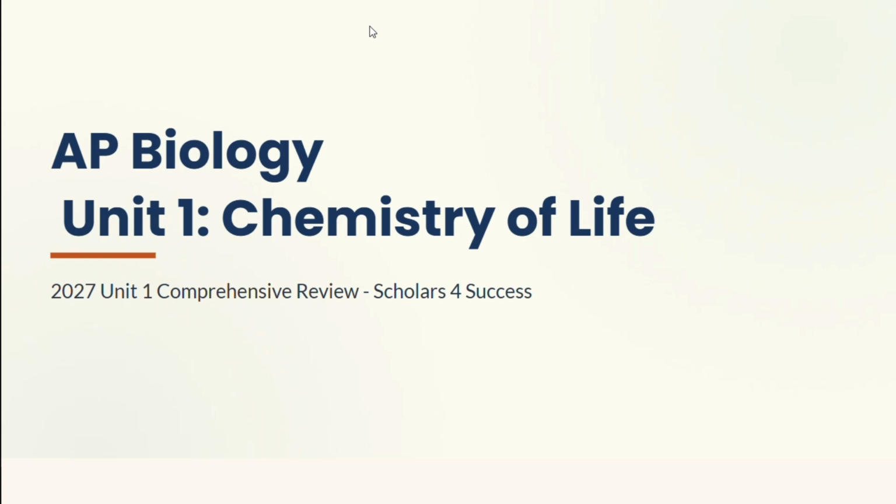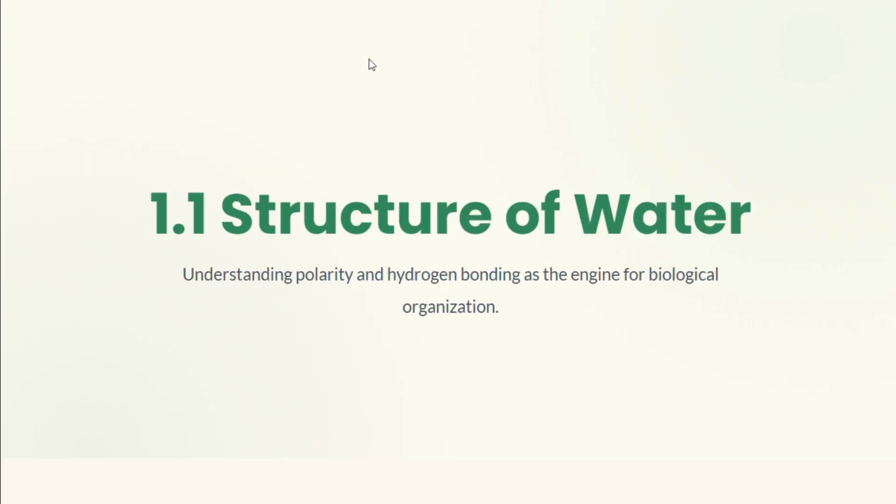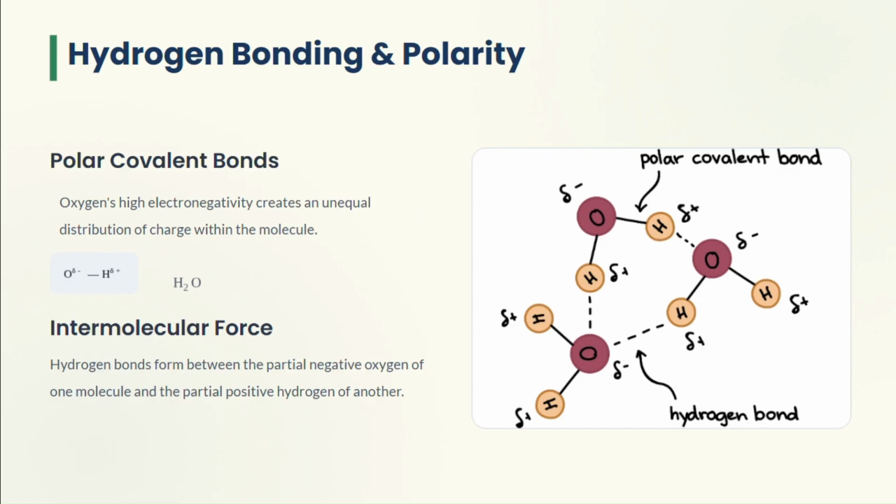This is AP Biology Unit 1, Chemistry of Life, reviewed in 5 minutes. 2027 Comprehensive Review for Scholars for Success. 1.1 is Structure of Water. It is understanding the polarity and hydrogen bonding as the engine for biological organization.